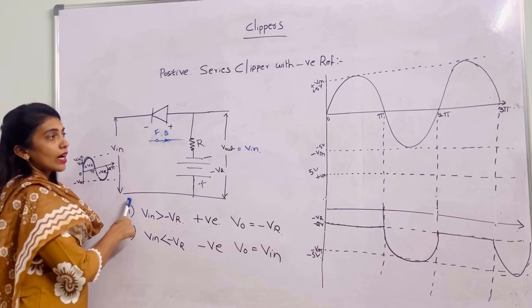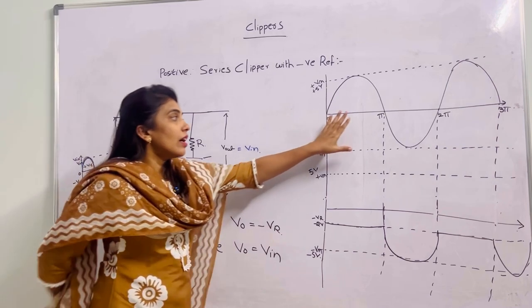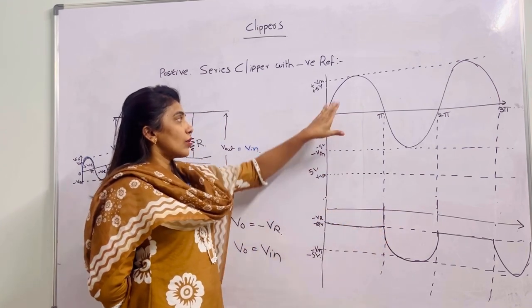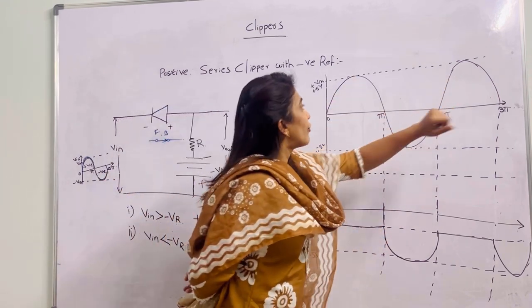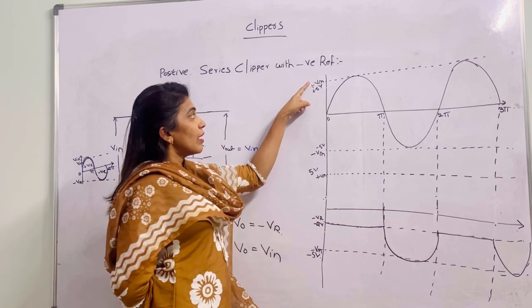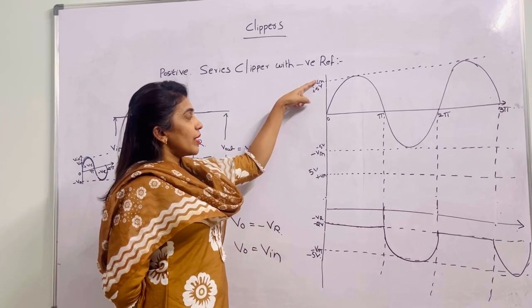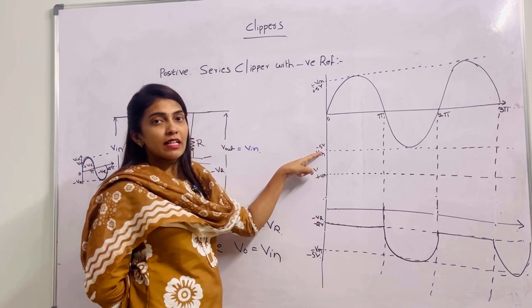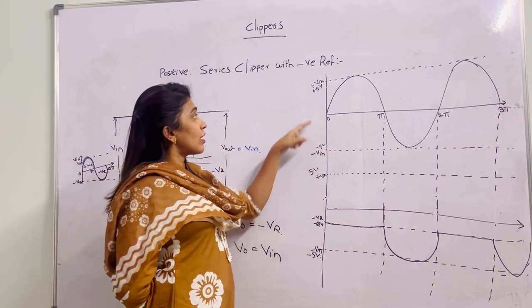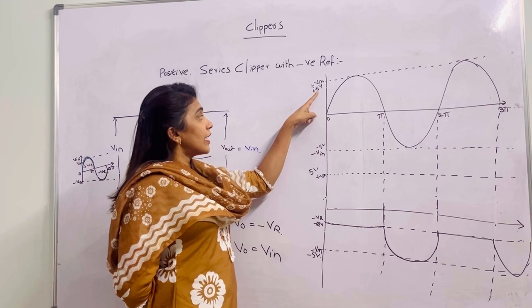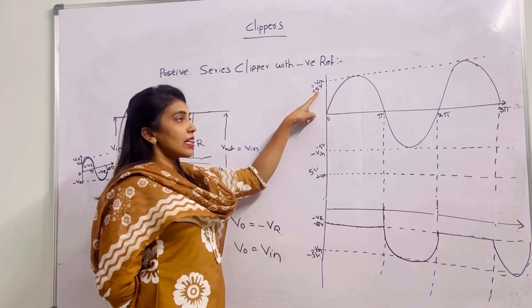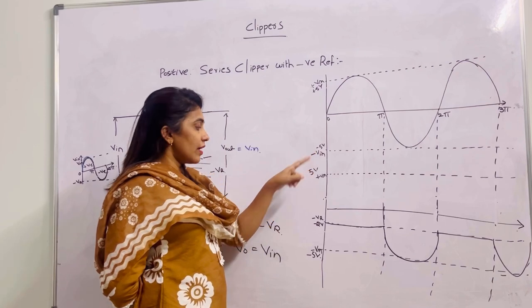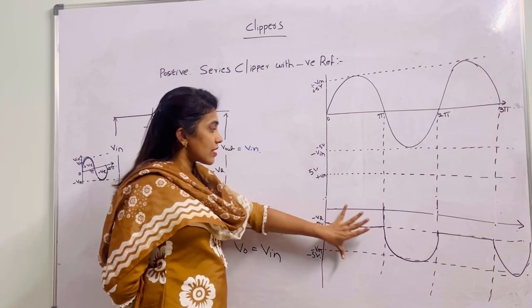Based upon these two conditions, we are taking the input and output waveforms of a clipper. So here this is the input waveform, plus Vm, the positive peak, is indicated with plus Vm, and the negative peak with minus Vm. In terms of values, that is plus 5 volts, minus 5 volts, right? Okay. So this is the output signal.